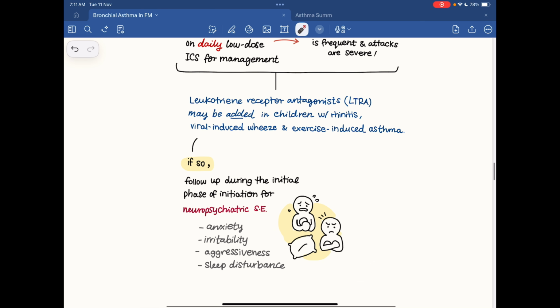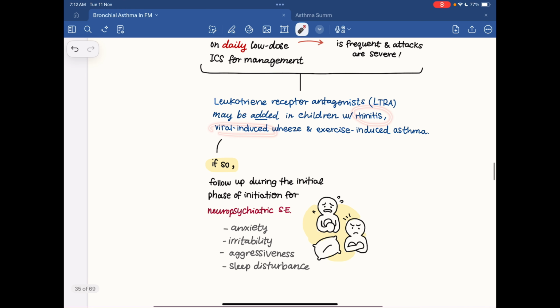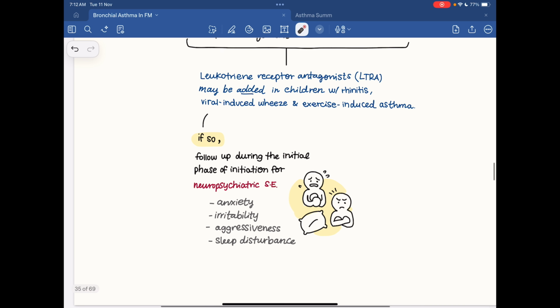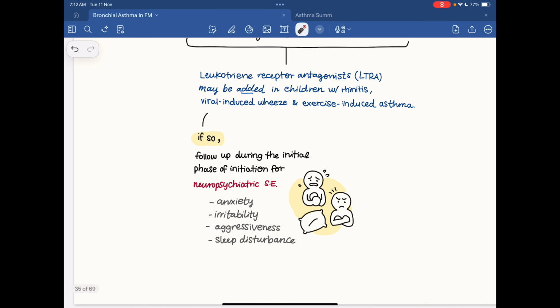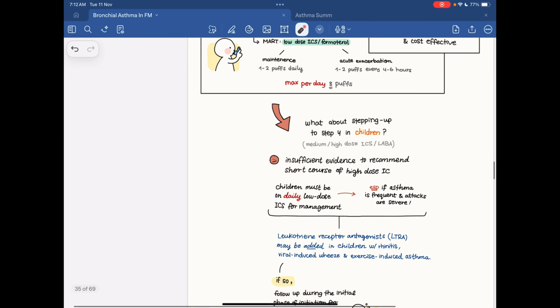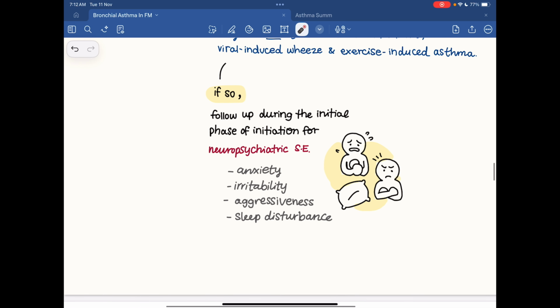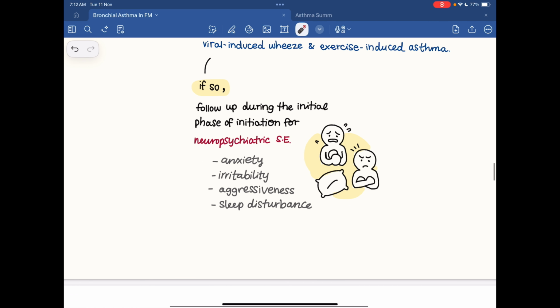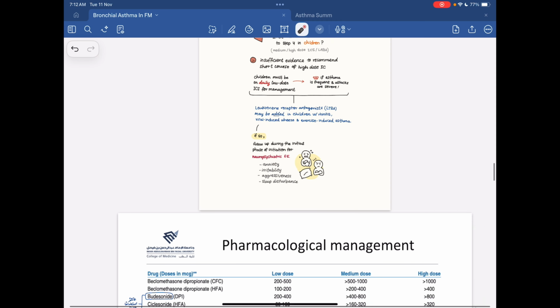Leukotriene receptor antagonists may be added in children with rhinitis, viral-induced wheeze, exercise-induced asthma. And if so, we need to make sure to follow up. Follow up during the early initial phase of treatment for neuropsychiatric side effects such as anxiety, irritability and aggressiveness, and sleep disturbances.